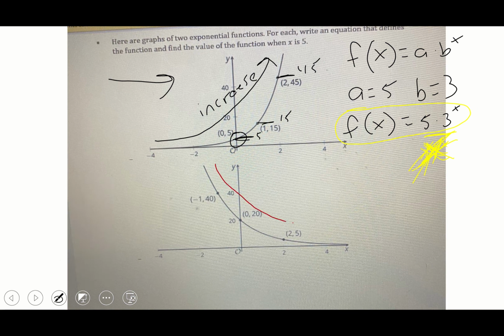Again, from left to right, we see that it's decreasing. F of x is equal to a times b to the x. A is my initial value. And probably while you're thinking this, why using a? Why using b?